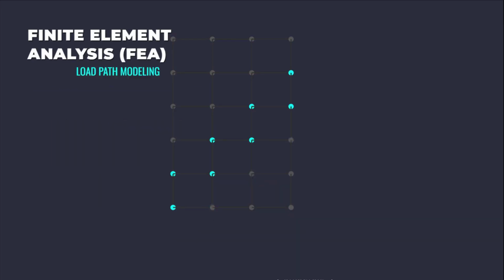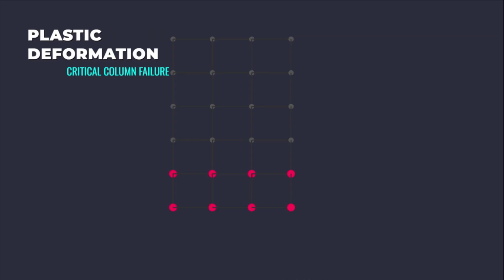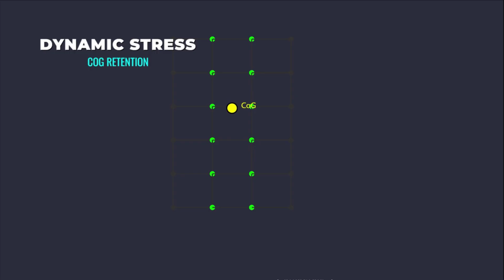Before charge placement, engineers utilize Finite Element Analysis, or FEA, to model the structure's response to specific load path interruptions. This simulation identifies the minimum necessary charge mass and the exact location required to initiate plastic deformation in critical columns. FEA models predict the dynamic stress distribution during the collapse sequence, ensuring that the structure's center of gravity remains within the foundation perimeter as it descends.